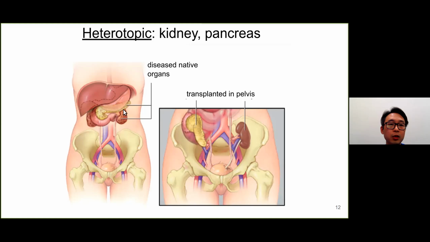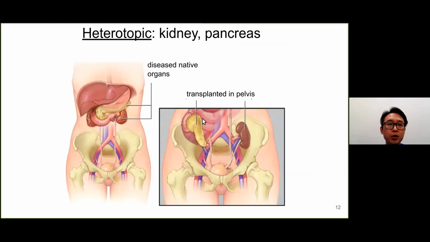And so when we do kidney and pancreas transplants, these organs are actually left alone. They stay in place, and for the most part, they don't affect the patient even after the transplant. So for the kidney, we place it down in the pelvis, and we connect the blood vessels of the new kidney to the iliac vessels.